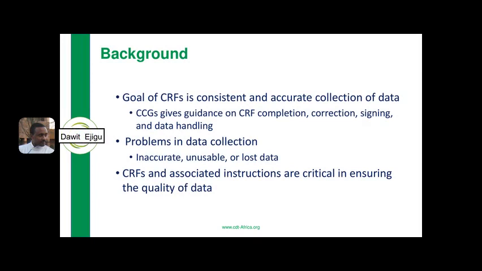The main goal of CRFs is a consistent and accurate collection of data. On the other hand, CRF completion guidelines will give guidance on CRF completion, correction, and signing, and data handling, eventually ensuring the goal of CRFs. Problems in data collection may lead to inaccurate, unusable, or lost data, and the use of CRF completion guidelines could mitigate or avoid such problems. CRFs and associated instructions, such as CCGs, are critical in ensuring the quality of data.